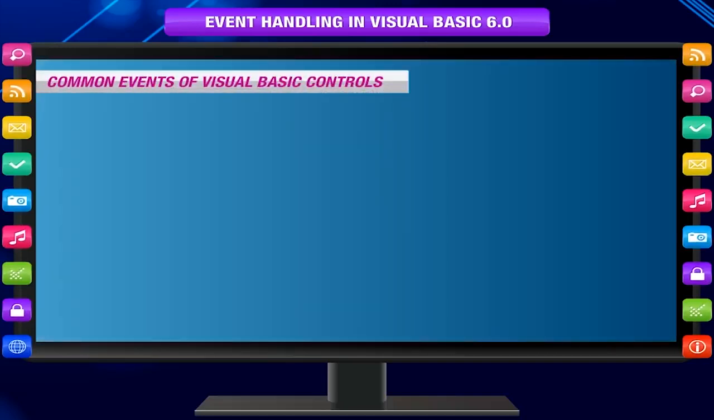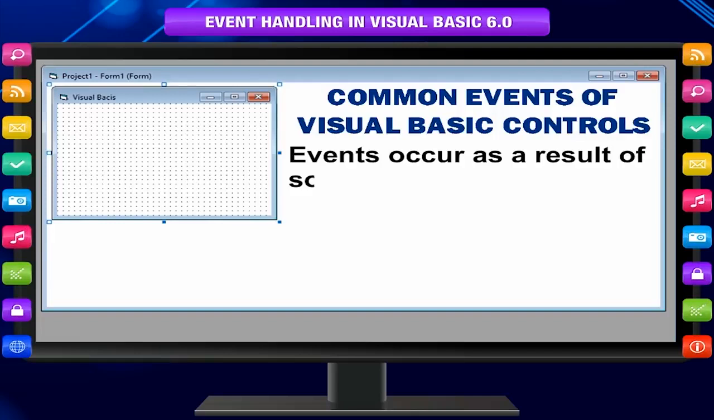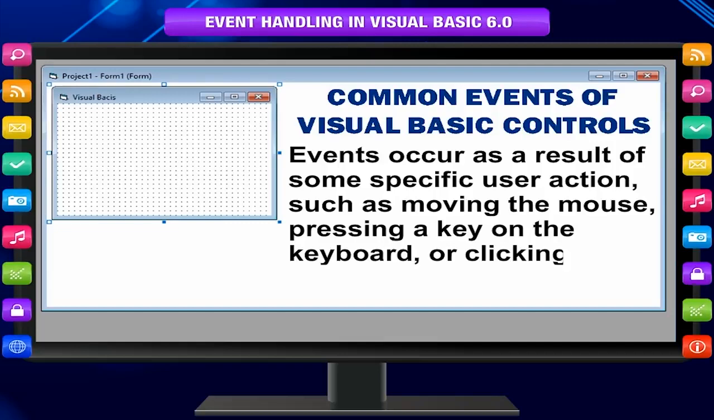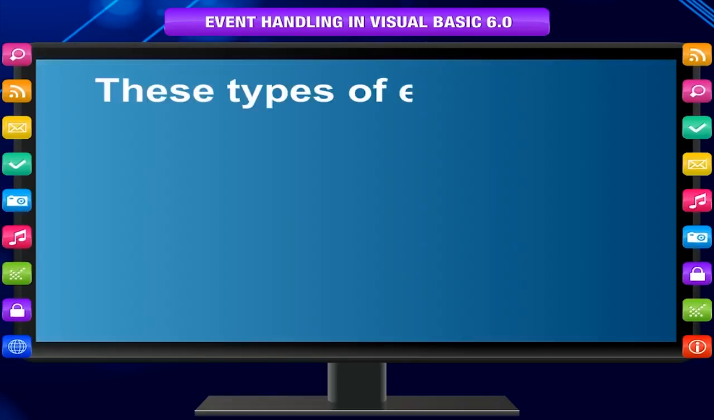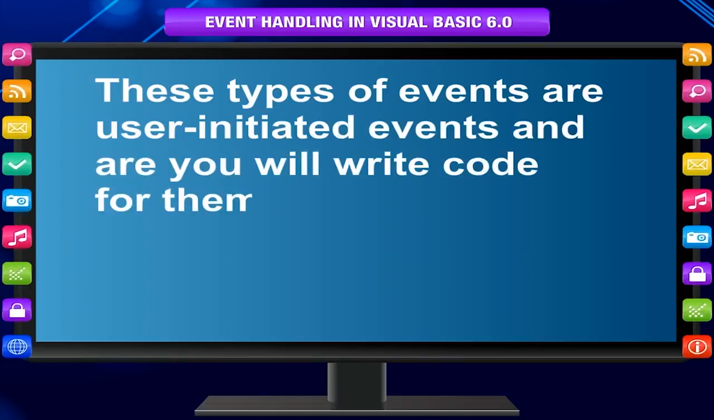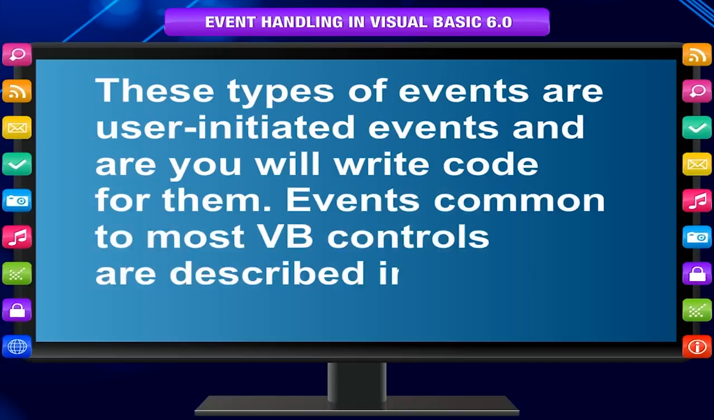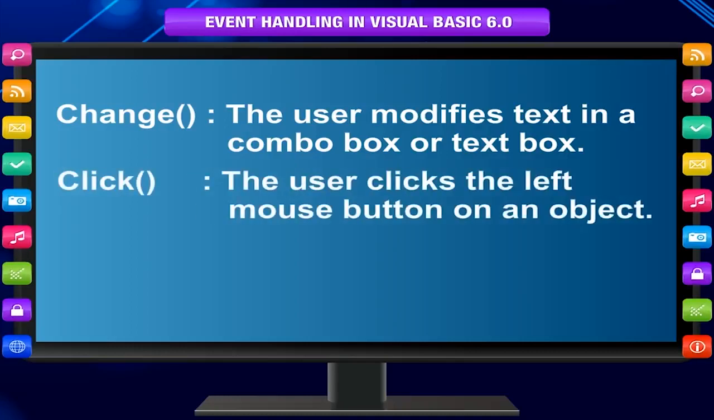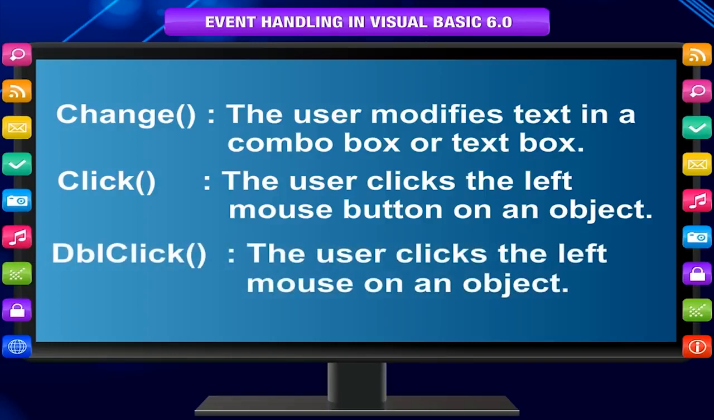Common events of Visual Basic controls. Events occur as a result of some specific user action, such as moving the mouse, pressing a key on the keyboard, or clicking a text box. These types of events are user-initiated events, and you will write code for them. Events common to most VB controls are described in the table below. Change(). The user modifies text in a combo box or text box. Click(). The user clicks the left mouse button on an object. DblClick(). The user double-clicks the left mouse button on an object.